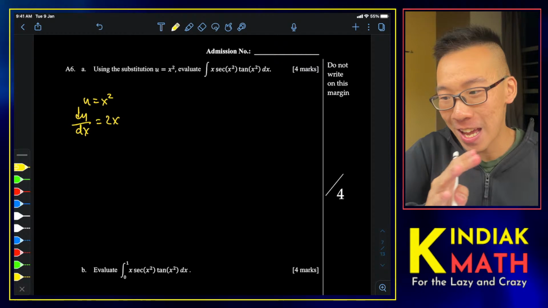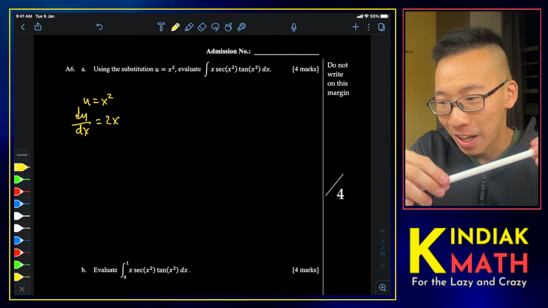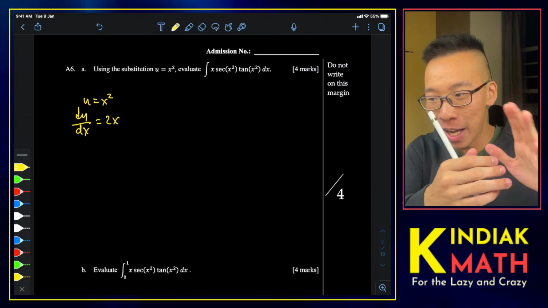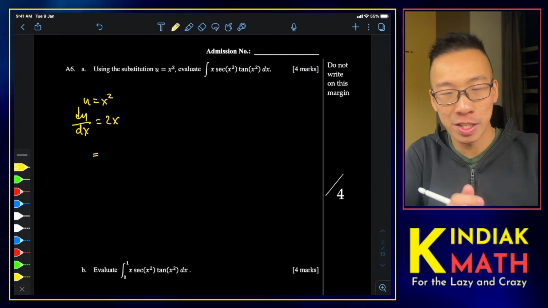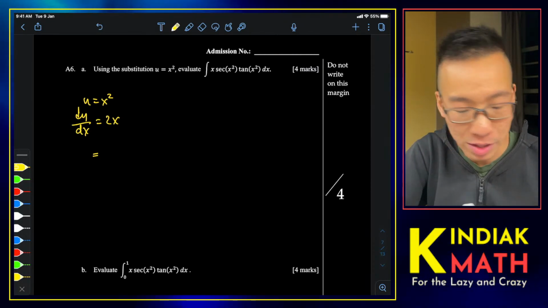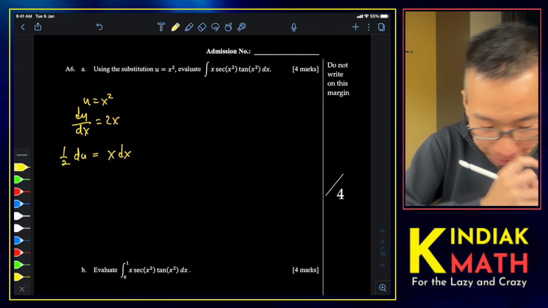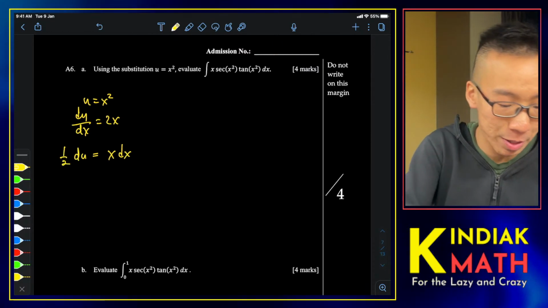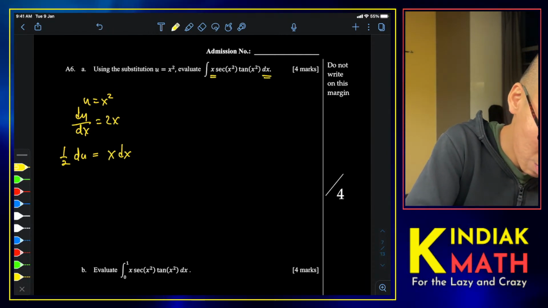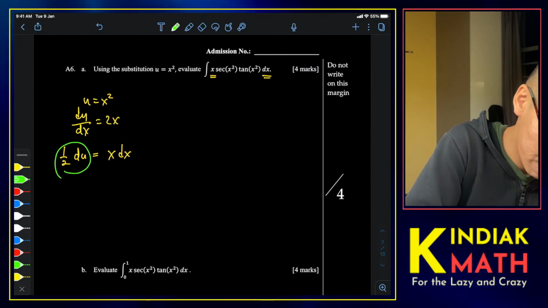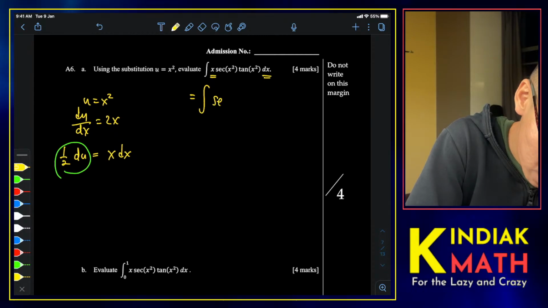Now, just so that people online are not going to slaughter me, I do know that sometimes I explain it in a hand-wavy way, but what I'm presenting here is basically what we're familiar with. I'm going to put the x dx on one side and the half du on the other side. And the reason why I say that is because we can replace this x dx with this half du over here. Okay, so we're going to simplify it this way.